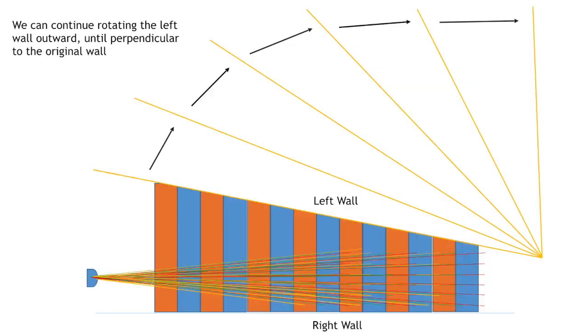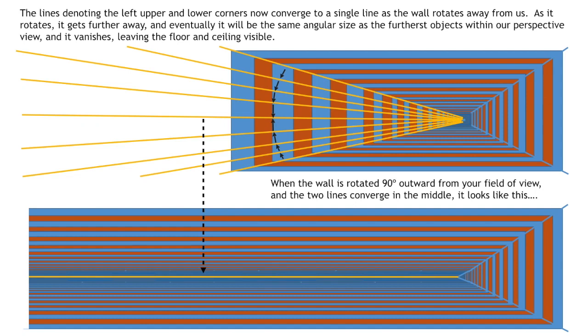So we can continue rotating the left wall outward until perpendicular to the original wall. So we're just going to continue rotating this wall outward and outward, and we're going to see what happens to our perspective view. The lines denoting the left upper and lower corners now converge to a single line as the wall rotates out away from us. As it rotates, it gets further away, and eventually it will be the same angular size as the furthest objects within our perspective view, and it vanishes, leaving the floor and ceiling visible.